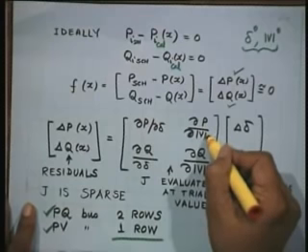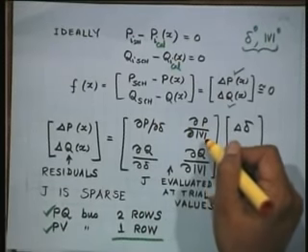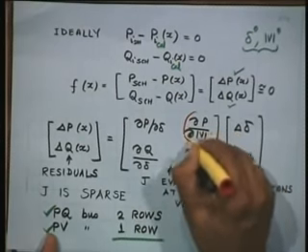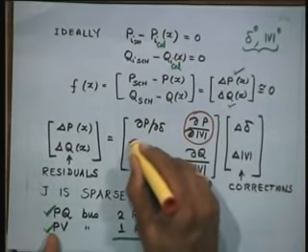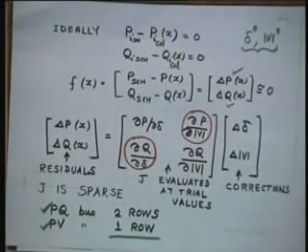If you go back to the Newton-Raphson method, delta P, when P is not dependent on V, where is the question of variation of P with respect to V? So, I am within my right to put it 0. Similarly, I am within my right to put this also 0. Q is not dependent on delta at all.